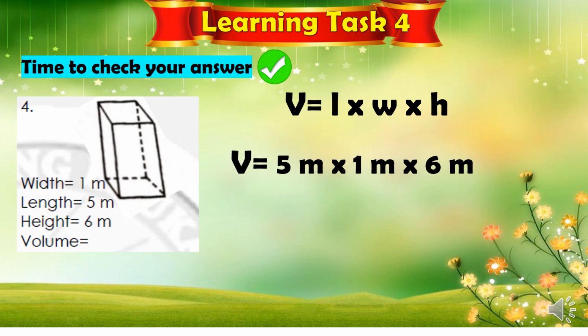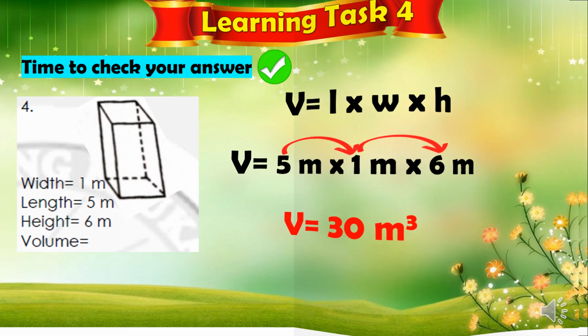And then when we substitute, the length is 5 meters, the width is 1 meter, and the height is 6 meters. So let us multiply 5 times 1 times 6. That will give us a volume of 30 cubic meters.